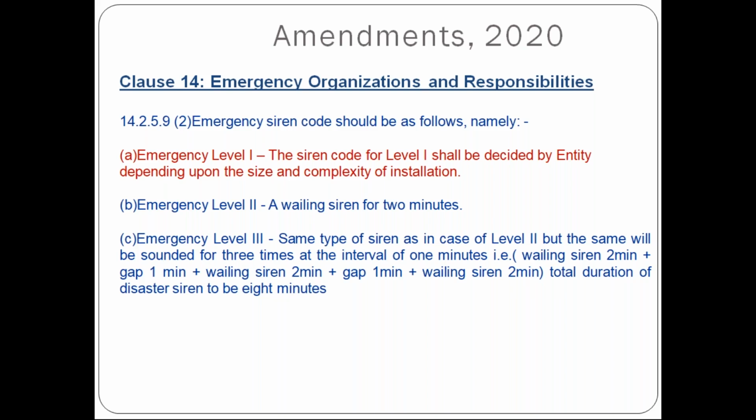So these are the siren codes, and the people should be aware of them. They can be displayed at various locations so the person knows that if this is the code, then what is the level of emergency and what response they are supposed to follow.